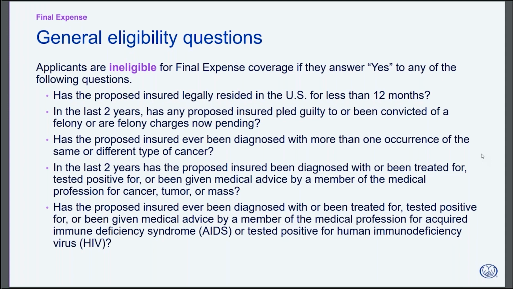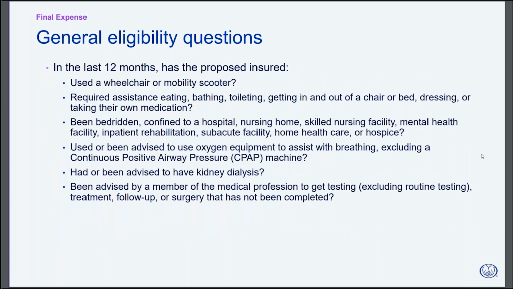Here we go. So again, these are the important questions, the general eligibility questions. I know a lot of you guys, when I talk to you, this is what you're wanting, because again, this allows you to qualify your client. So we will have the slides available. If not, you can take a screenshot, take a picture of it right then and there.